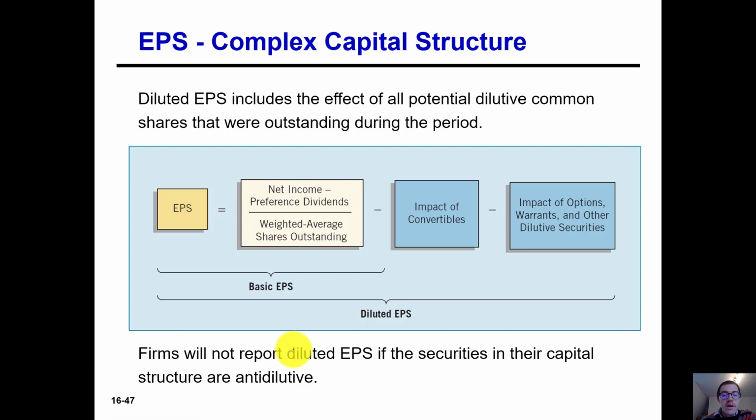One thing important to note here, guys, companies don't report diluted EPS if the securities in their capital structure are anti-dilutive. So anti-dilutive means that if people exercise those options, the earnings per share would actually increase. That's anti-dilutive, if it would actually increase the earnings per share.